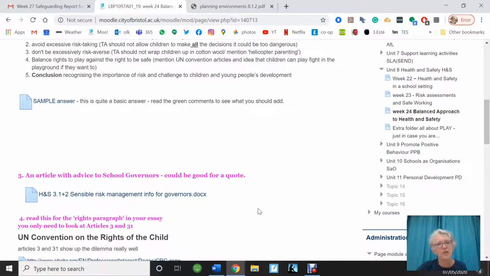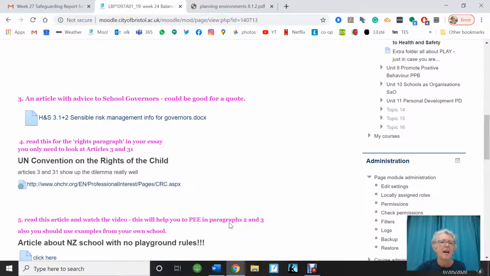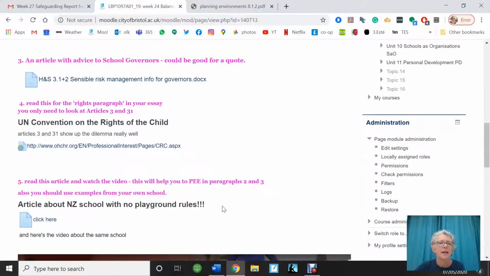So what else can you use? Here I've put an article for you with advice to school governors. Could be good for a quote. Here's the link to the UN Convention on the Rights of the Child. You only need to look at articles 3 and 31. I think there's about 50 articles. Don't read them all. Just go straight to 3 and 31.